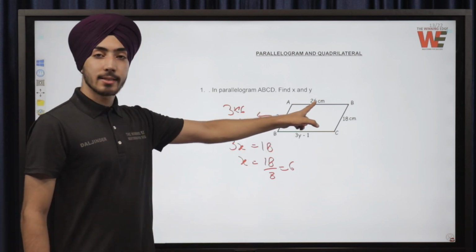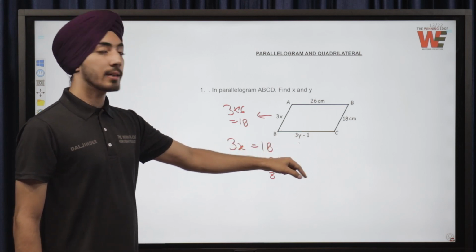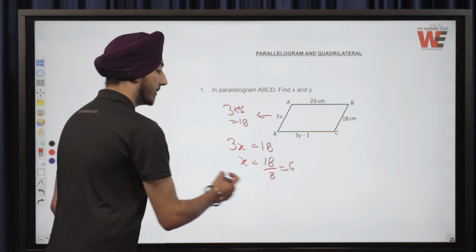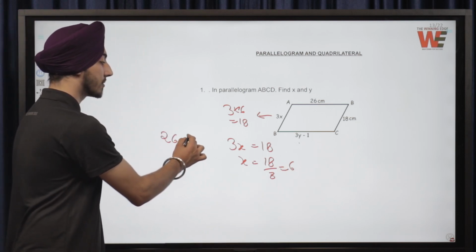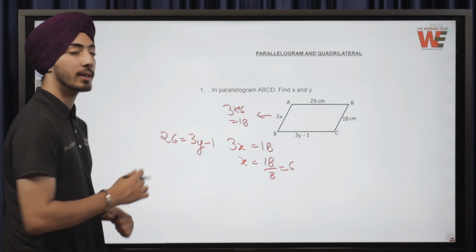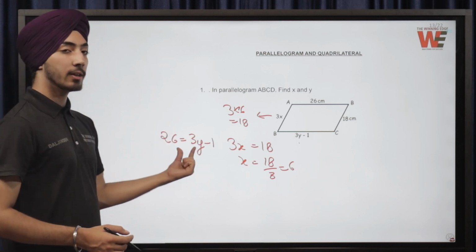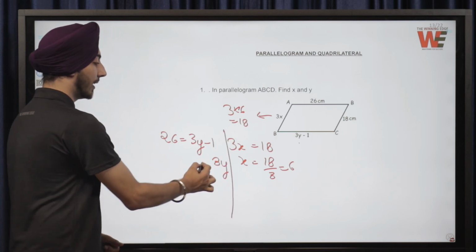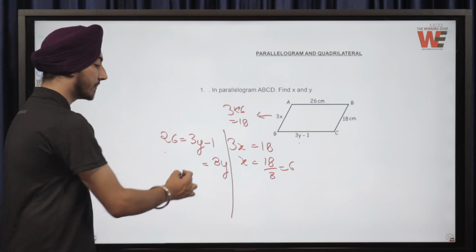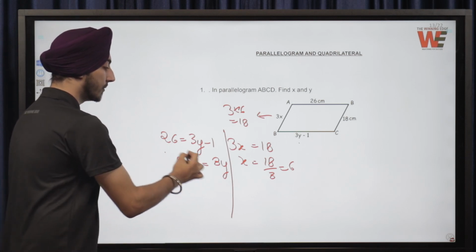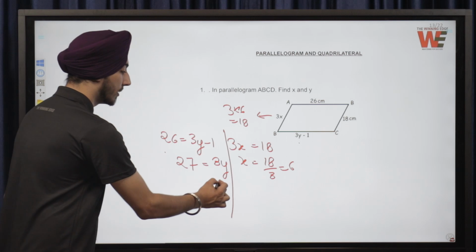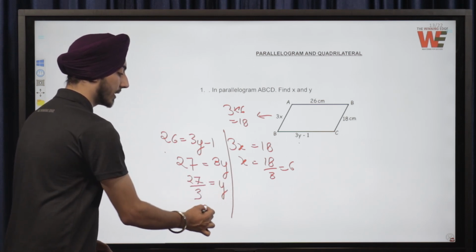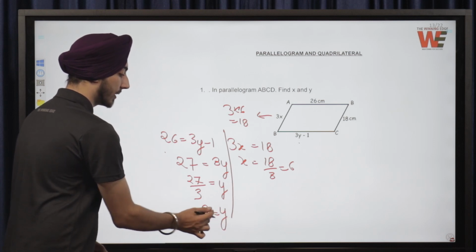This side is given 26 centimeter. The other side is given 3y minus 1, which is equal and parallel. So the same thing we are going to do here. This will be 26 equals 3y minus 1, right? Now what will be the value of 3y? 3y will remain here only, and minus 1 will go on to the other side, which will become plus 1. 26 plus 1 will give you 27. And as we know, 3 9s is 27, so y will be 27 by 3, which gives you 9 as the value of y.